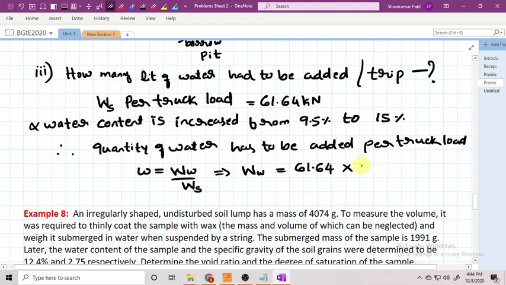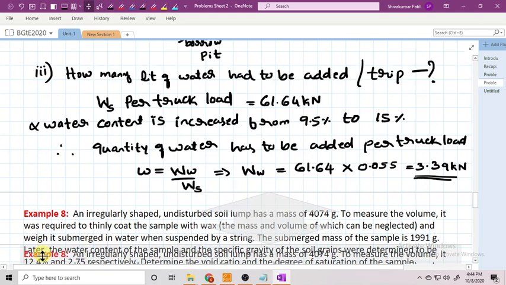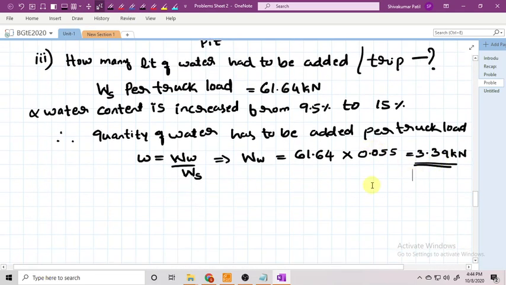Okay, so 5.5% difference. That means if you want to put it in decimal, then it is 0.055. So that equal to 3.39 kilonewton. Okay, so this much weight of water has to be added per trip. Whenever one trip of soil comes to the field, you should weigh 3.39 kilonewton of the water, mix that water, and then construct your embankment.